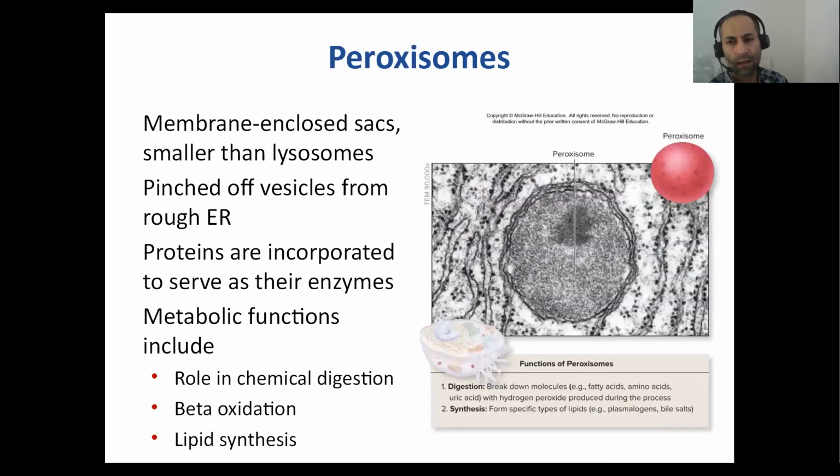Peroxisomes. So these organelles, if you look at the name peroxisomes, it comes from peroxide, and that's what they release. They release peroxide, and we all know what peroxide is used for disinfection, right? And that's exactly what these organelles do. They disinfect the cell, all right? They also have a role in chemical digestion, lipid synthesis as well, and detoxification, okay?